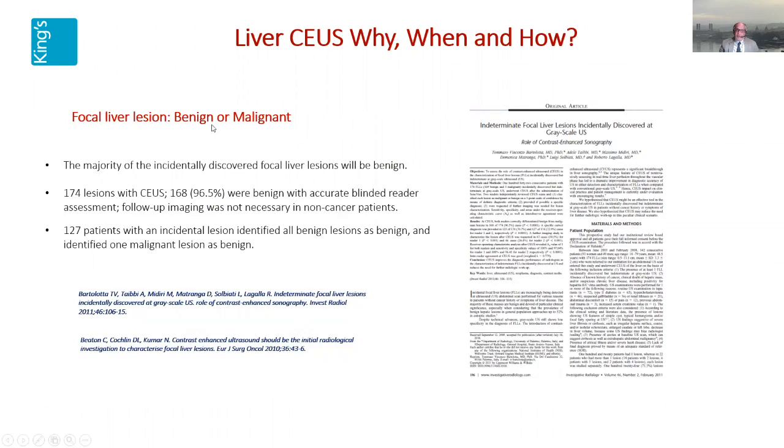We've touched on how many lesions are benign or malignant with the NICE guidelines, but these are two further studies produced in 2010 and 2011, both looking at incidental lesions, then assessed with contrast enhanced ultrasound, and up to 96% of these lesions were benign. So most of the patients that you see with incidental liver lesions are going to have a benign lesion, and this will be higher in the referrals from the general practitioner.